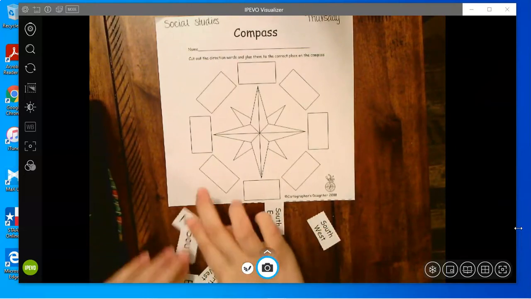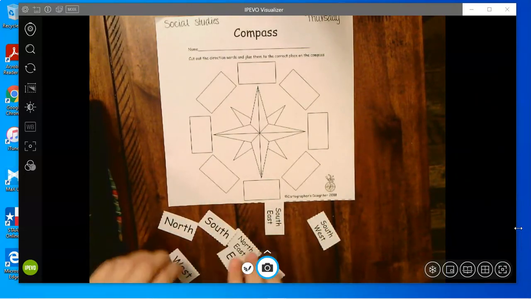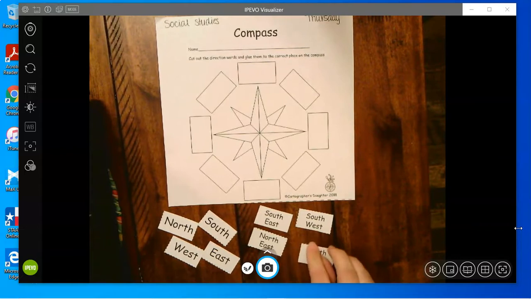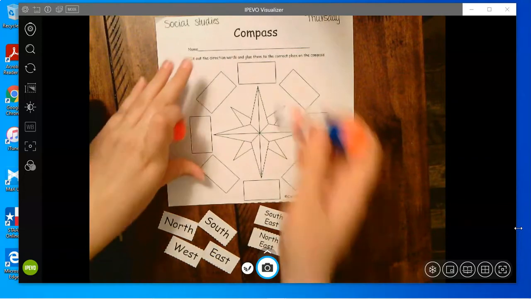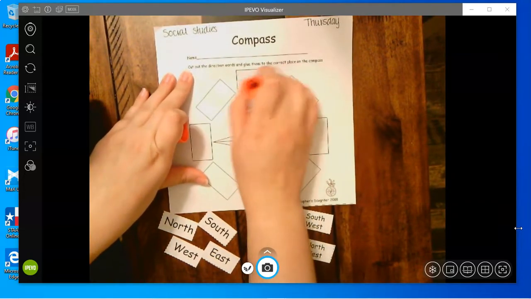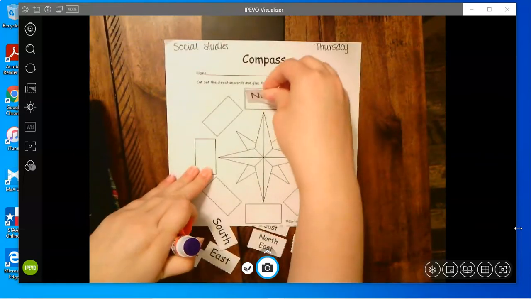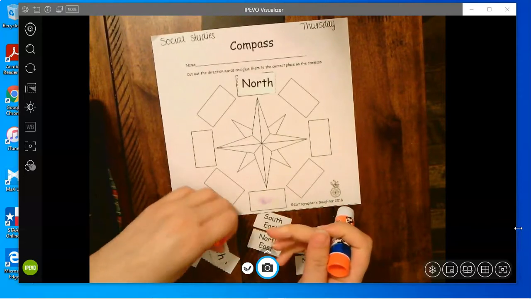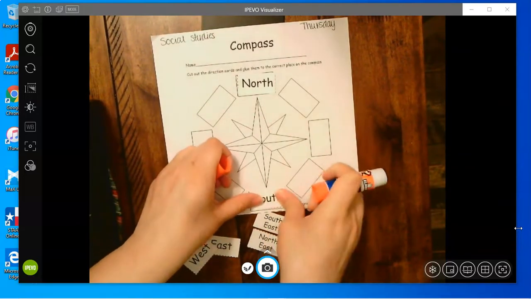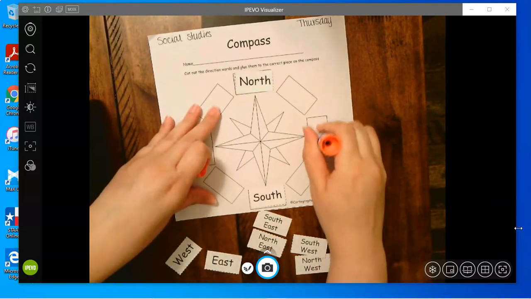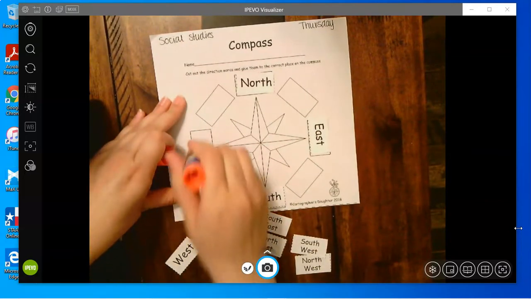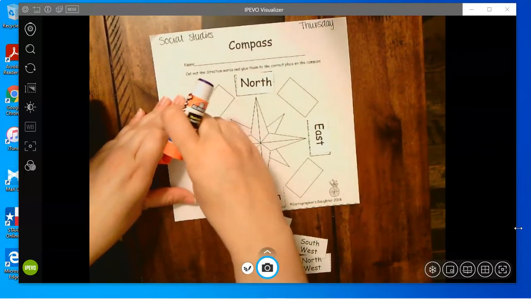Okay, so we have north, south, east, west, southeast, southwest, northeast, northwest. Okay, so let's put on the ones that we have already talked about. And so we know that on our compass at the top is north. The bottom is south. And then to the right of our compass is going to be east. To the left of our compass is going to be west.